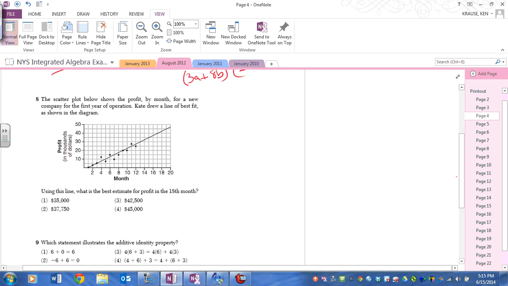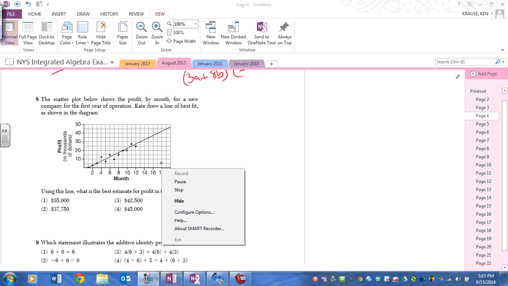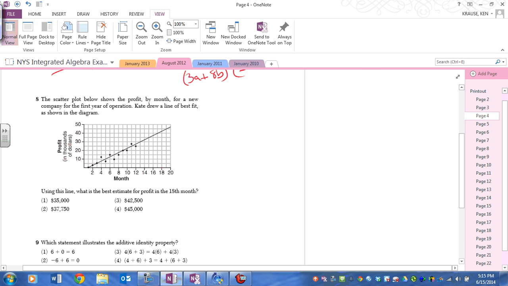Alright, looks like this person has got it. What is the best estimate for profit on the 18th month? So if we go to the 18th month, somewhere like 42, 43. There it is, 42.5.